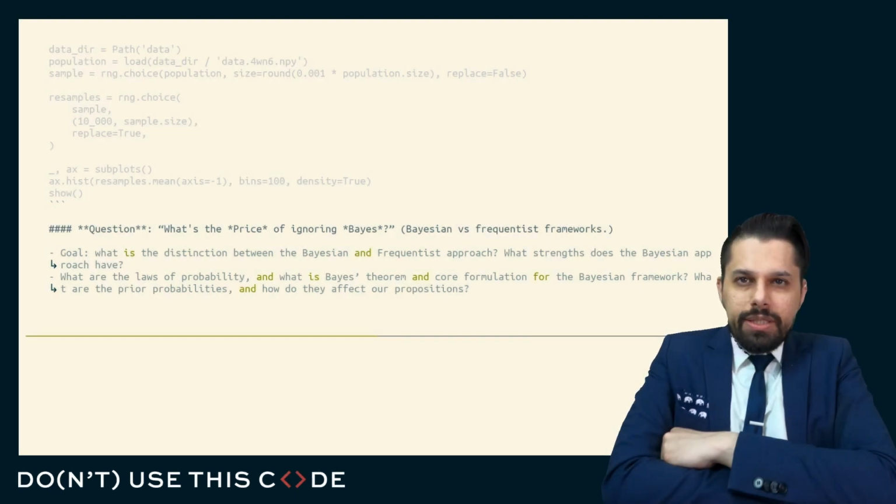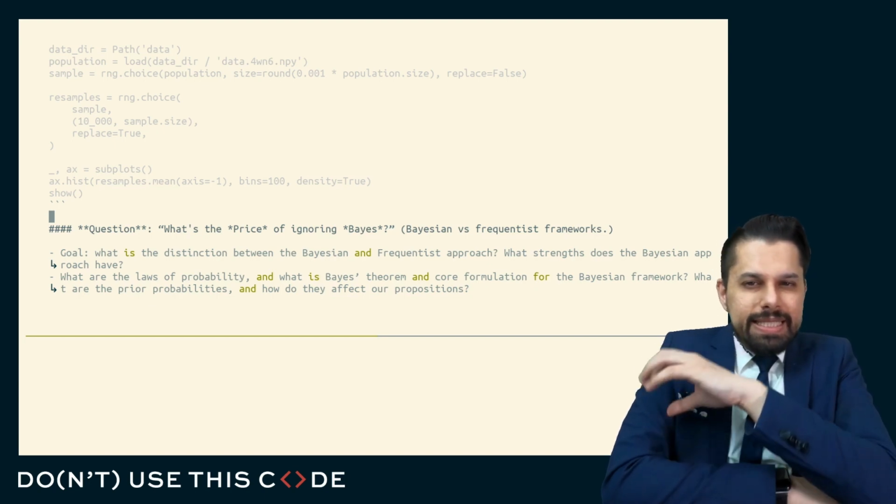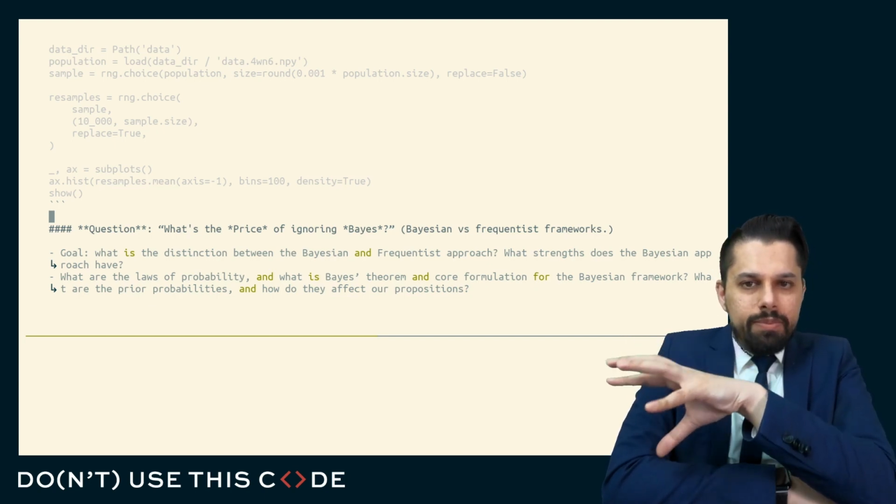What is the price of ignoring Bayes? Here we want to give a very brief treatment to the difference between Bayesian and frequentist frameworks. We want to talk about something that we haven't really talked about so far, because all of the assumptions with all of the tests is this classical frequentist assumption.